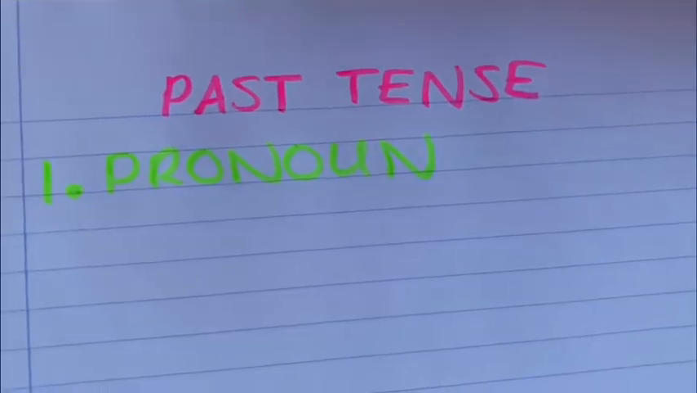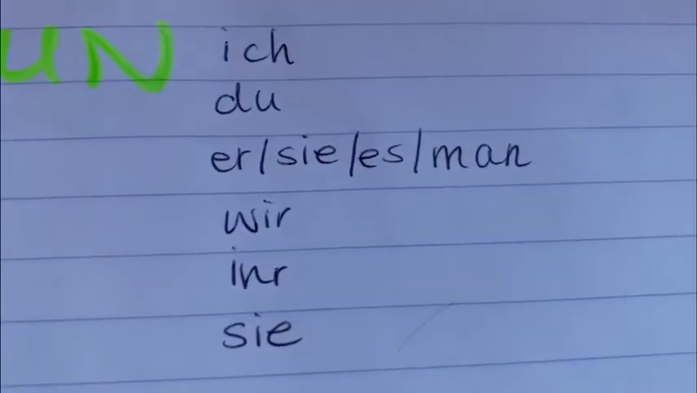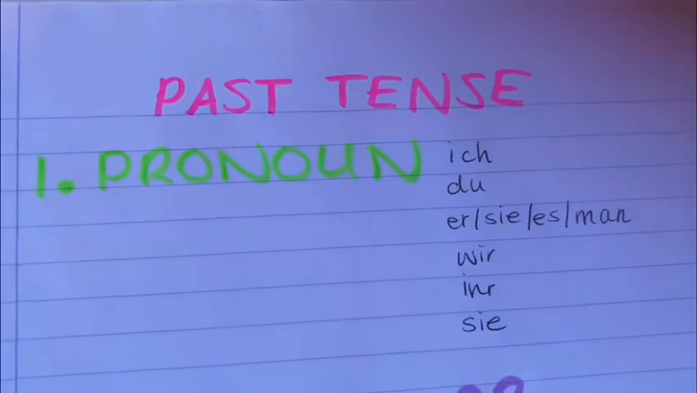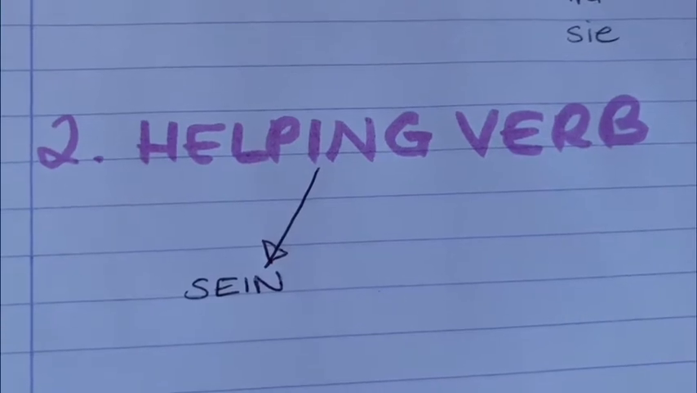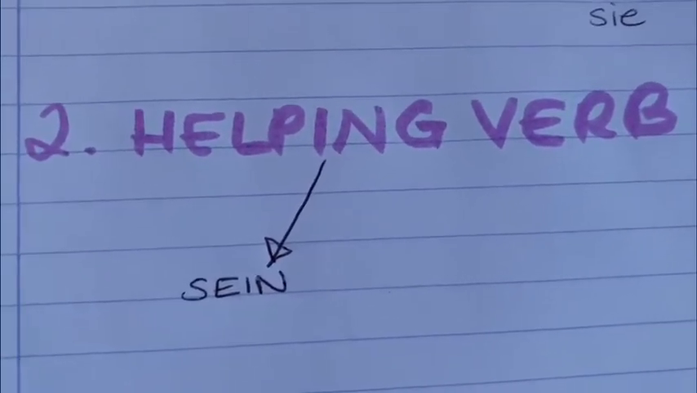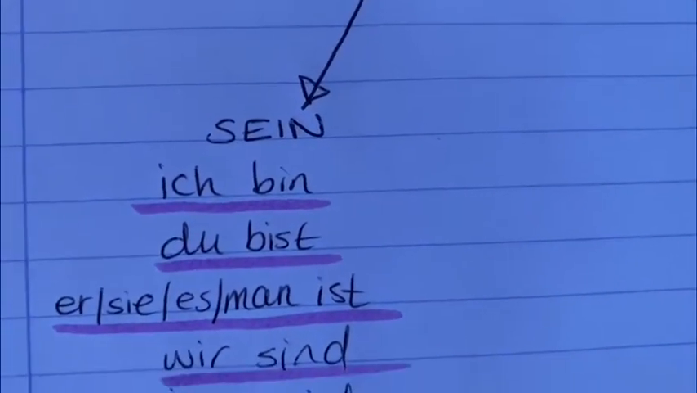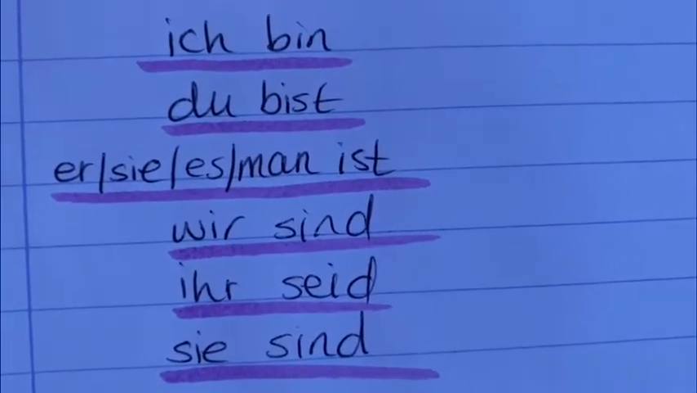Okay, so let's have a look at the past tense now. You'll remember that the past tense is made up of three different parts. First, you need to write down your pronouns. Ich, du, er, sie, es, man, wir, ihr, sie. So that's step 1. Step 2, you need to get your helping verb. Use sein if your verb in the past tense involves travelling to a different location. And that goes ich bin, du bist, er, sie, es, man ist, wir sind, ihr seid, and sie sind.